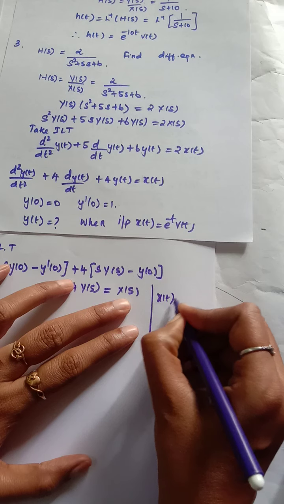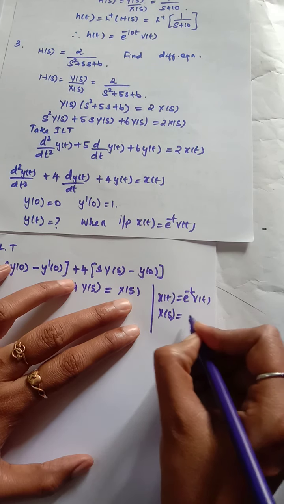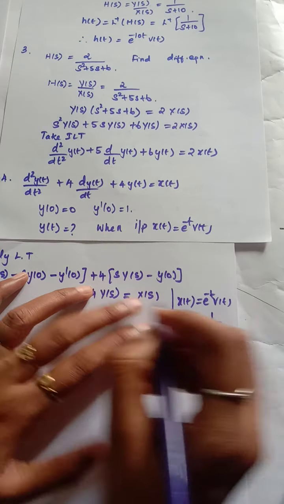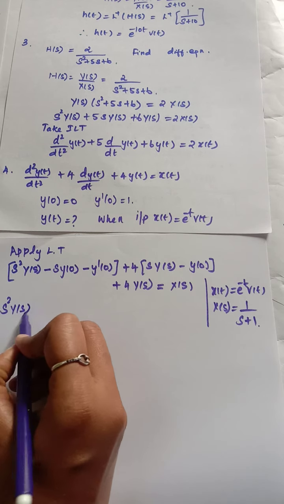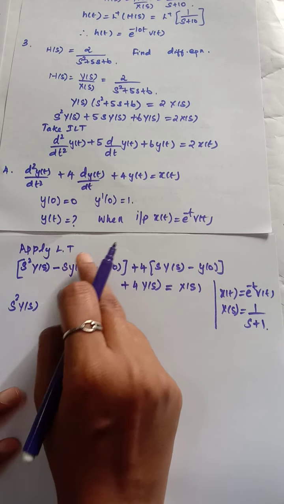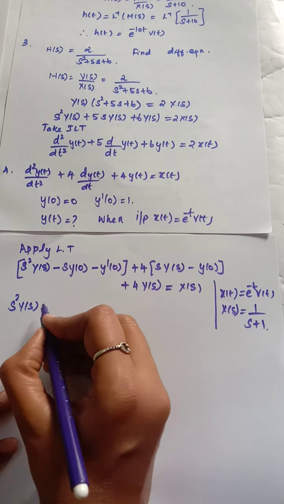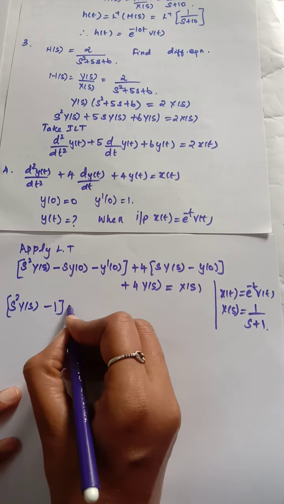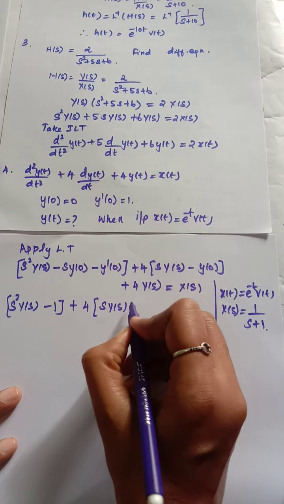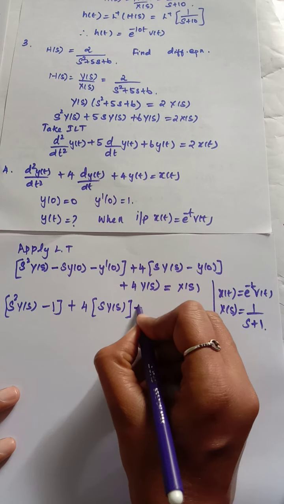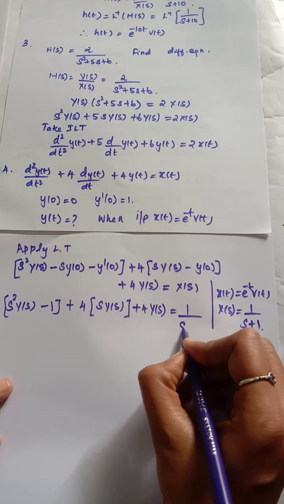x of t is equal to what? e power minus t into u of t. Therefore X of s is equal to 1 by s plus 1, taking the Laplace transform. Now apply all these values. So here s square Y of s. Y of 0 is 0, so this term you won't have any answer. y dash of 0 is 1, so here you will have minus 1, plus 4 into Y of s. y of 0 is 0, so you will get 4 Y of s, which is equal to X of s, 1 by s plus 1.